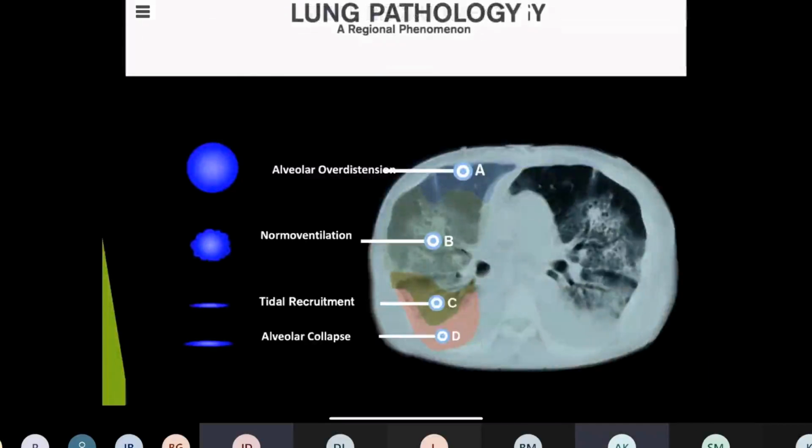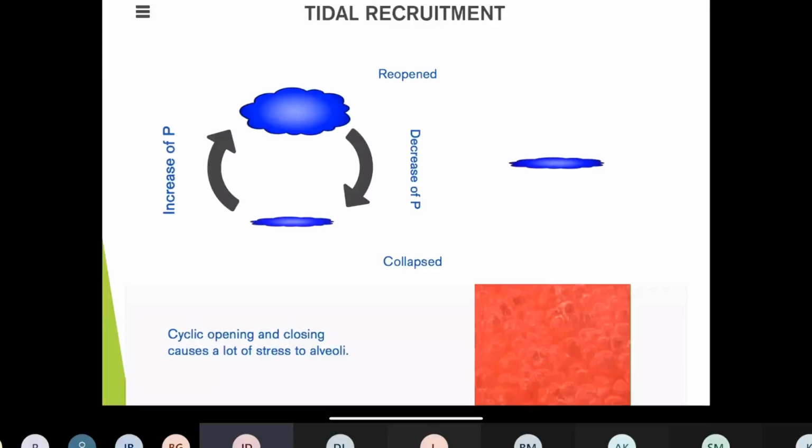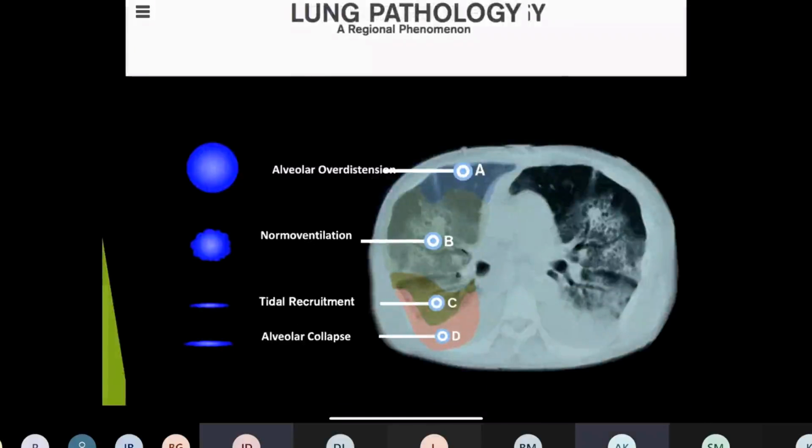As this CT cross-sectional image shows, a specific part of the lung is over distended. In the same lung there are these kinds of differentiations: a specific part of the lung has normal ventilation, and some part of the lung has tidal recruitment, which I mentioned. When you have inspiration, it is recruiting. When you have expiration, it is completely collapsed, and there is also alveolar collapse.